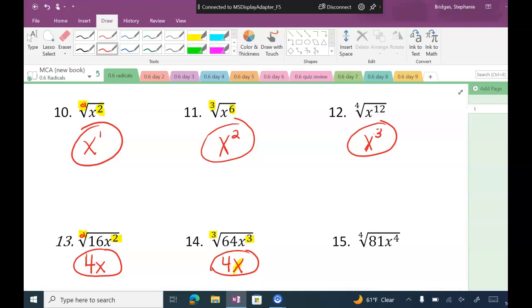What about the fourth root of 81x to the fourth? What's the fourth root of 81? 3. And then my index divides into my exponent how many times? 1. So the fourth root of 81x to the fourth is just 3x.